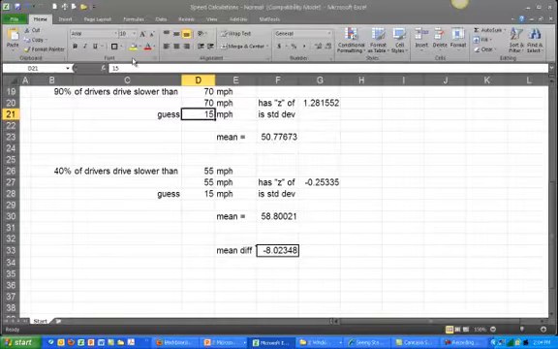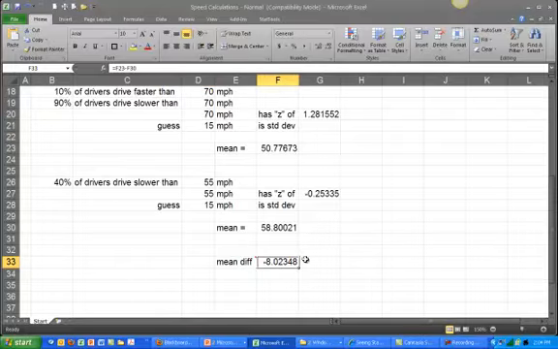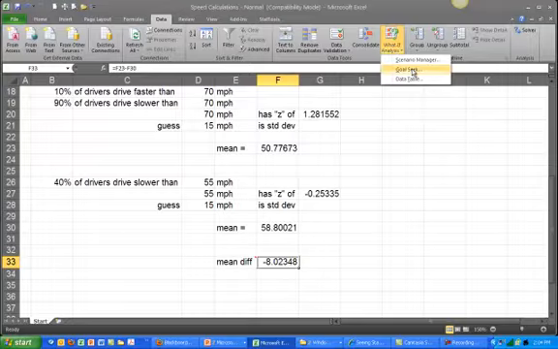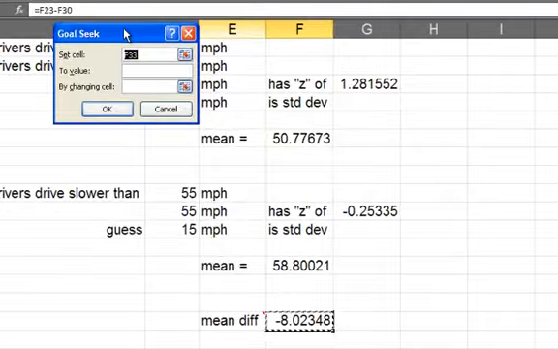I could use a data table. I'm going to show you how to use goal seek, because what I want to do is tell Excel to just keep trying different values of this guess here for the standard deviation until the means are exactly equal, as shown by the difference being 0. And the way I do that is I'm going to click on my cell where that difference is, because that's the thing that I want to change. I want to drive that value to 0. I go to Data, under What If Analysis, and I go to Goal Seek, because I want to seek out a particular goal.